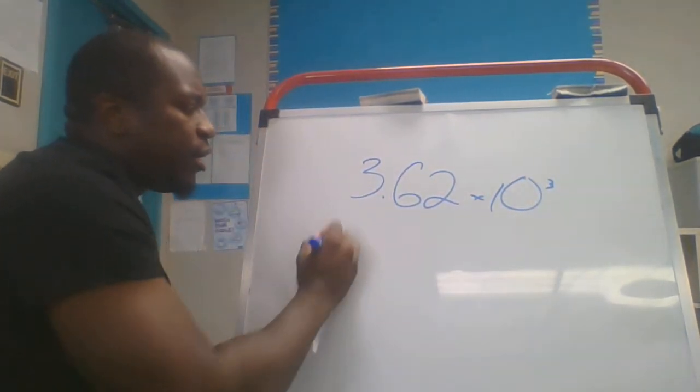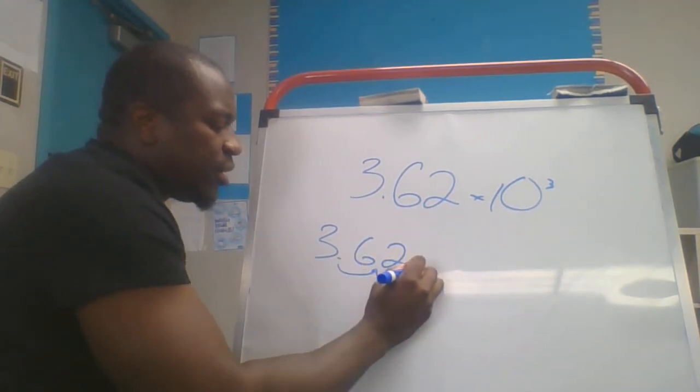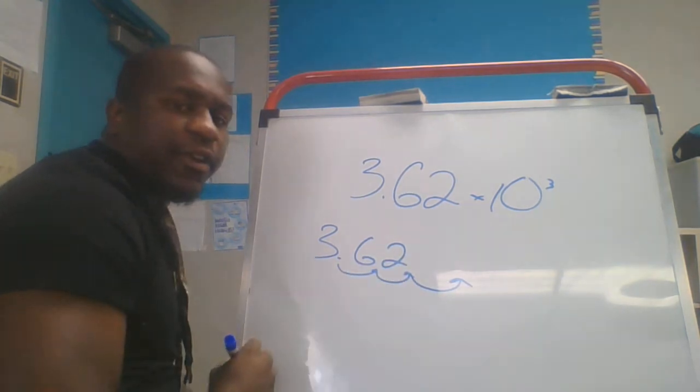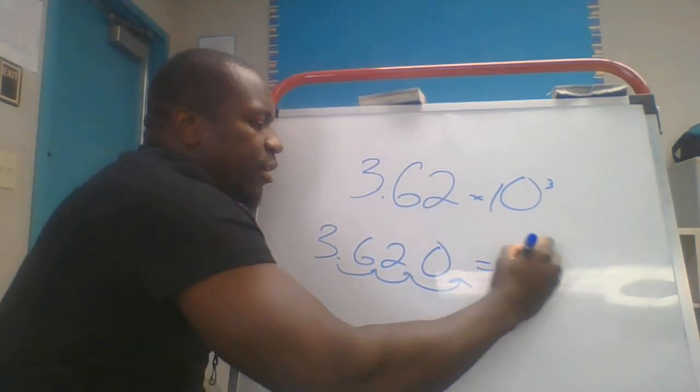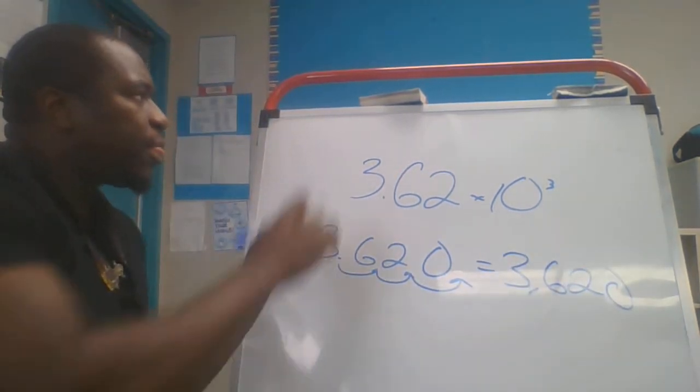10 to the third power. So rewrite that number and then move your decimal along 3 times. 1, 2, 3. There's an empty cradle. Put a baby in it. Then rewrite it. 3,620. Very, very simple.